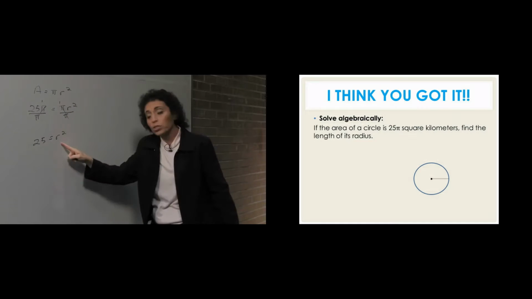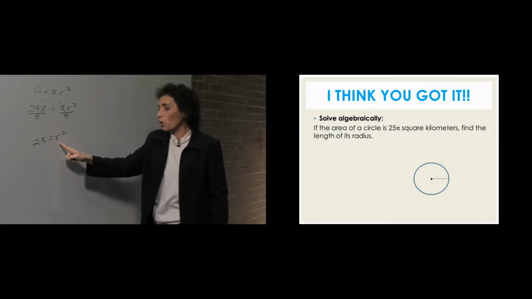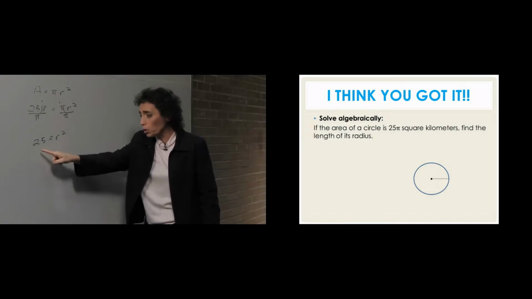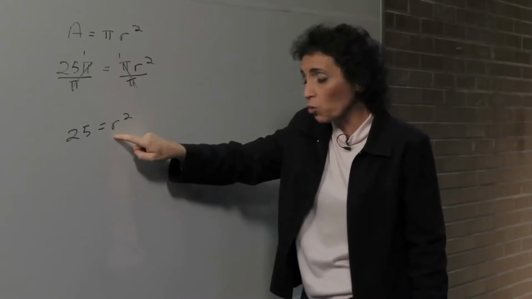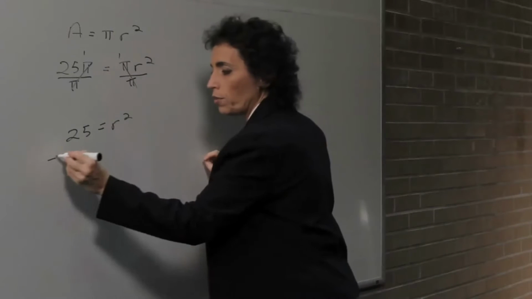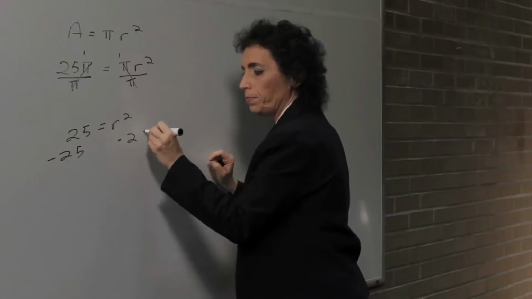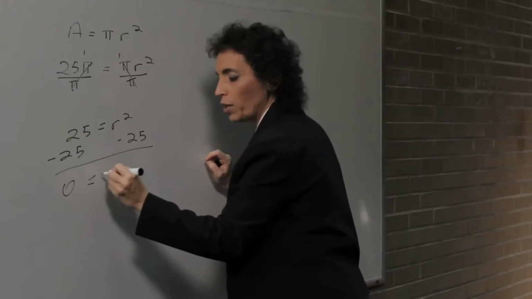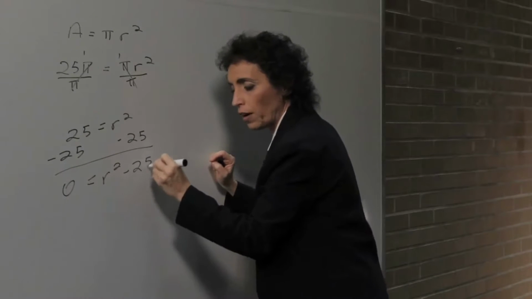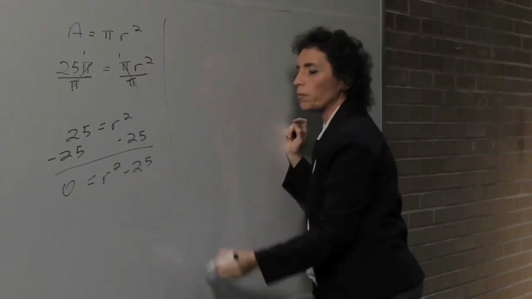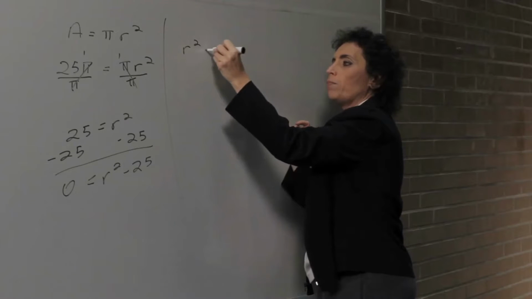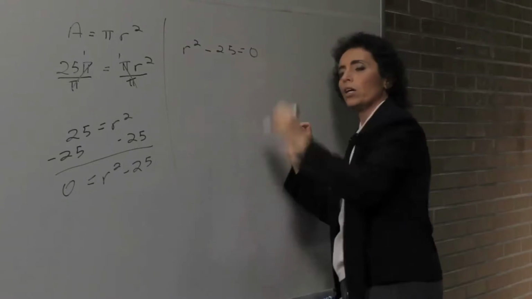Guess what we have? We do have a quadratic equation, so I want to set it to 0. What I'm going to do is bring the 25 over in this direction because I like to have my leading term positive. So I'm going to subtract 25, and I have 0 equals r squared minus 25. Oh, I'm getting a rash. That looks so backwards to me. So r squared minus 25 equals 0.